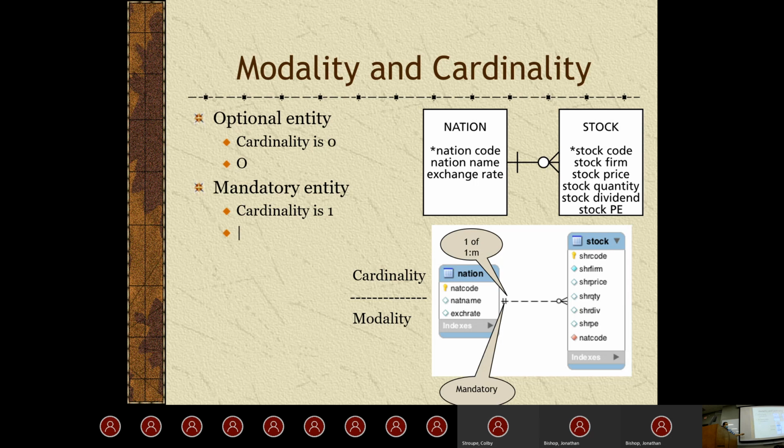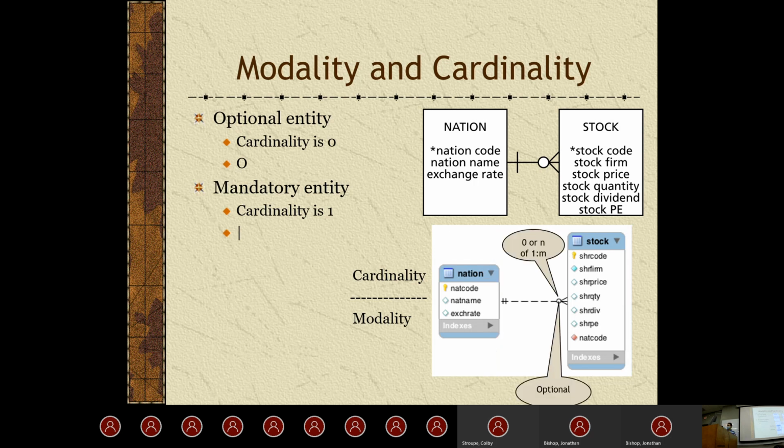Now, if we contrast that, nation can have 0 stocks, or it can have an infinite amount of stocks. We can refer to this crow's foot as many. We can refer to it as infinite, unlimited, whatever you want to call it. It doesn't really matter. Just know there's no maximum amount associated with it. So that's the cardinality and modality. What do you guys think? Do you like the notation where it doesn't really give the max and the min, or do you prefer this notation? This right here, I think, is a lot clearer as to what's going on, in my opinion. But different people have different ways of doing it.